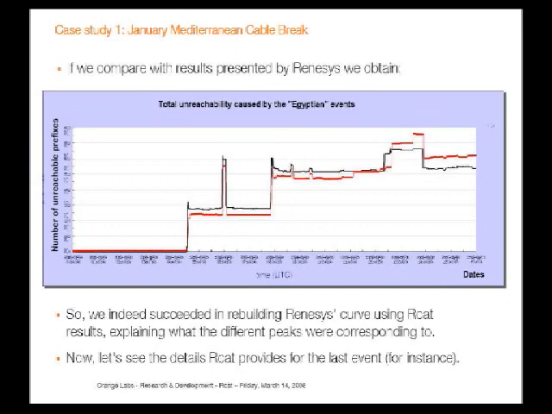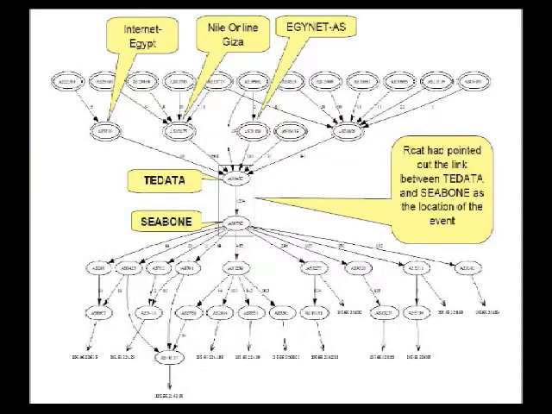So now let's look in detail at one of these events. For instance, the last one. So here is the picture of the event. You see Rcat has inferred that the event had been caused by something between T-Data and Seaborne. And here you have some origin ASes. I've just pointed out some of them.